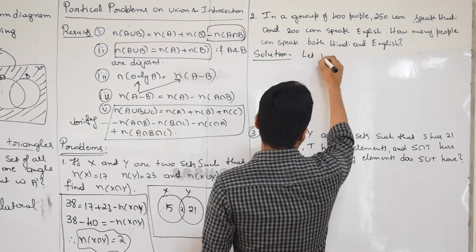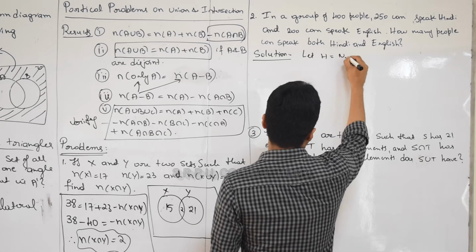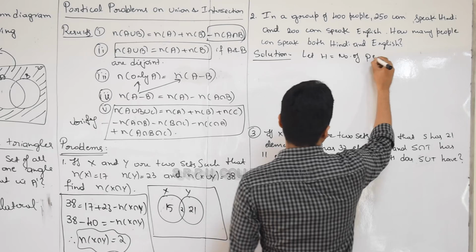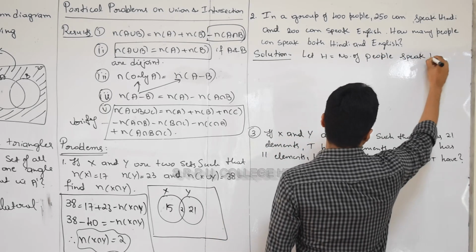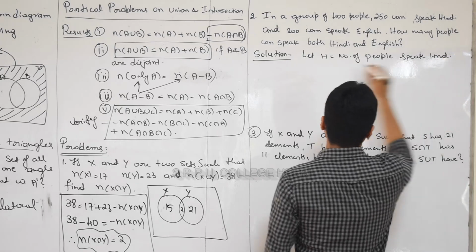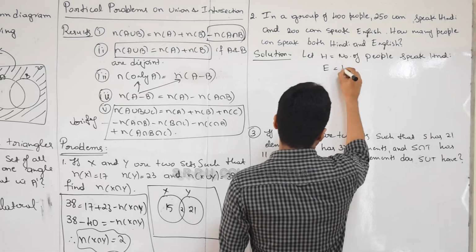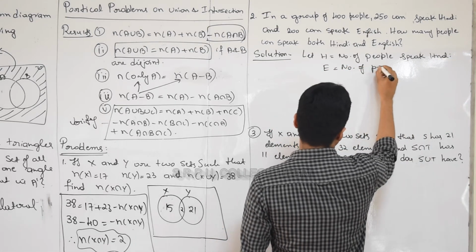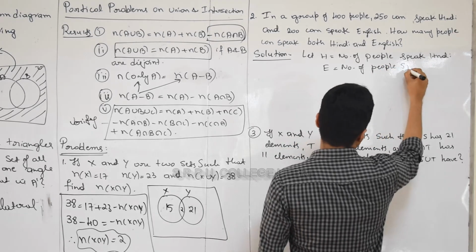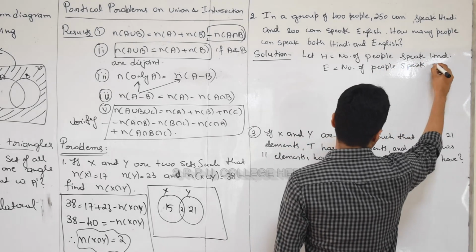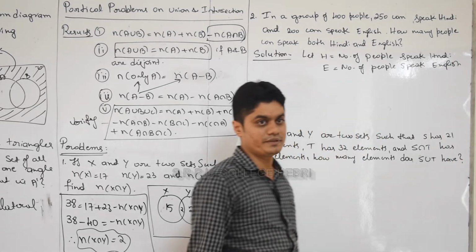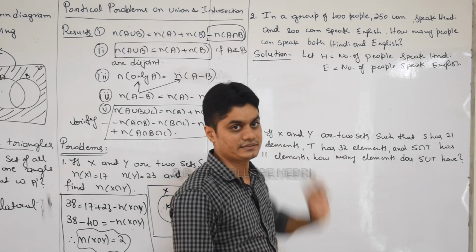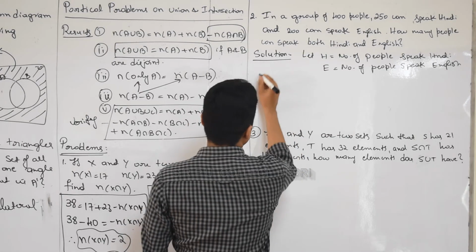So let H equal the number of people who speak Hindi. Similarly, next, take E as the number of people who speak English. Number of people who speak English. So take H and E like this. Now write down what is given.